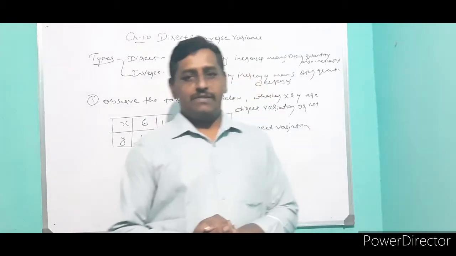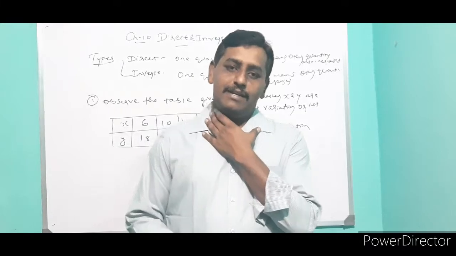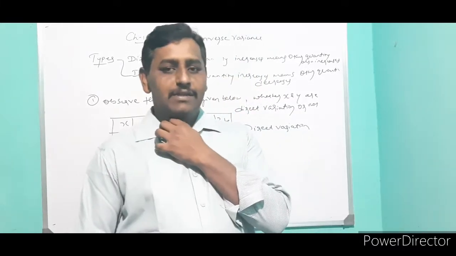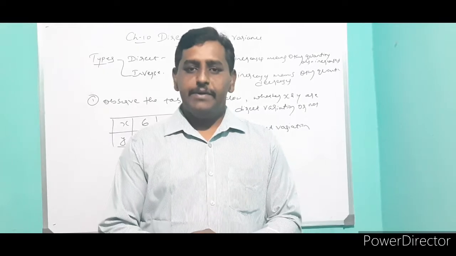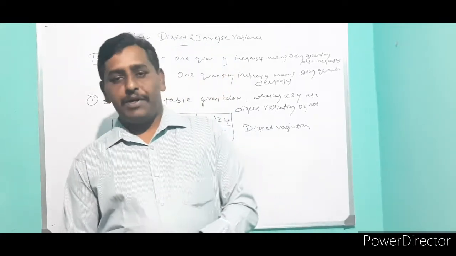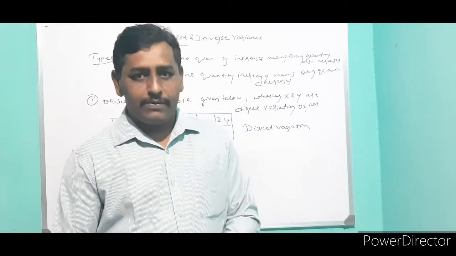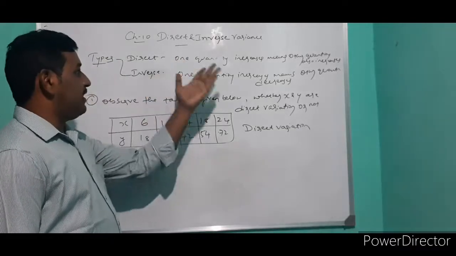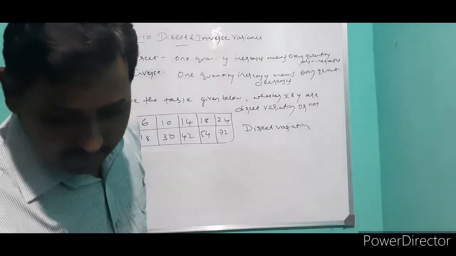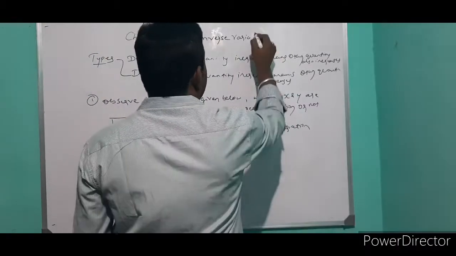So in our last class, we discussed chapter number 9, that is interest. We learned how to find simple interest by using the formula I = PRT divided by 100, and compound interest by using that formula. And today's class we are going to discuss a new chapter, that is direct and inverse variations.